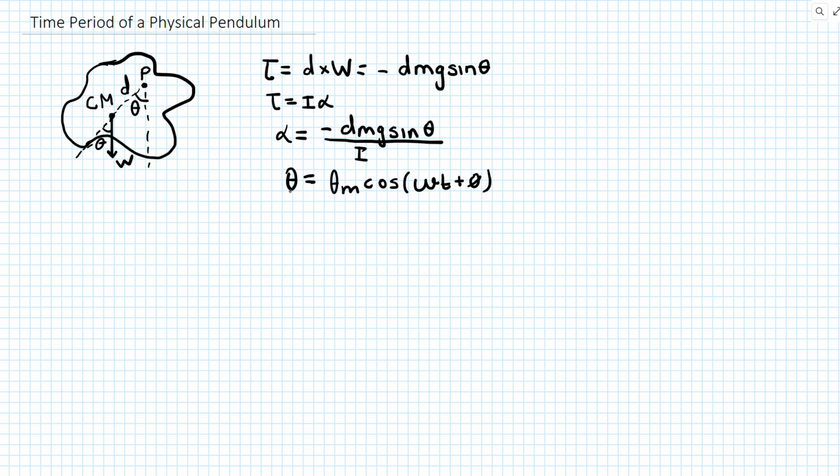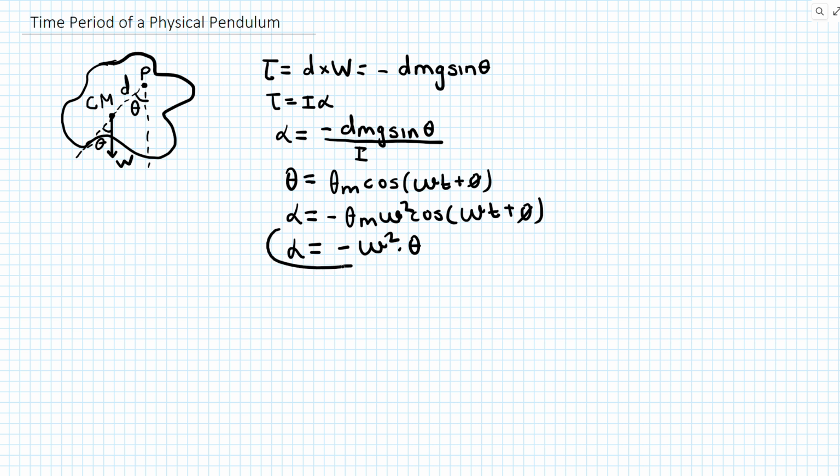So we know that the formula for theta at any given time t is theta m, which is the maximum theta, times cosine omega t plus phi. And if we differentiate this twice, we can get alpha, which is negative theta m omega squared cosine omega t plus phi. And now we can substitute theta into the alpha equation. So alpha, which is angular acceleration, is equal to negative omega squared times theta.